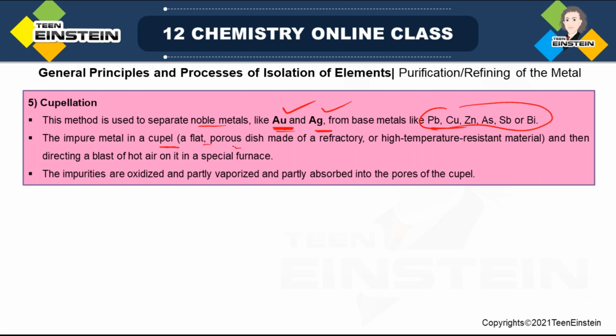Cupel is a flat porous dish which is made of a refractory, high temperature resistant material. Now why high temperature resistant material? Because there will be a blast of hot air. Hot air means the temperature is very high, so that is why it must resist this high temperature.